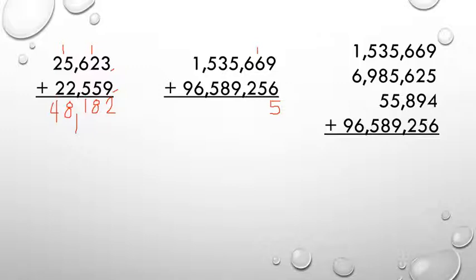Okay, now let's continue. So 1 plus 6 is 7. 7 plus 5 is 12. So we add here 12. Here, 6 plus 1 is 7, plus 2 is 9. So 9. Okay, 9 plus 5 is 14.